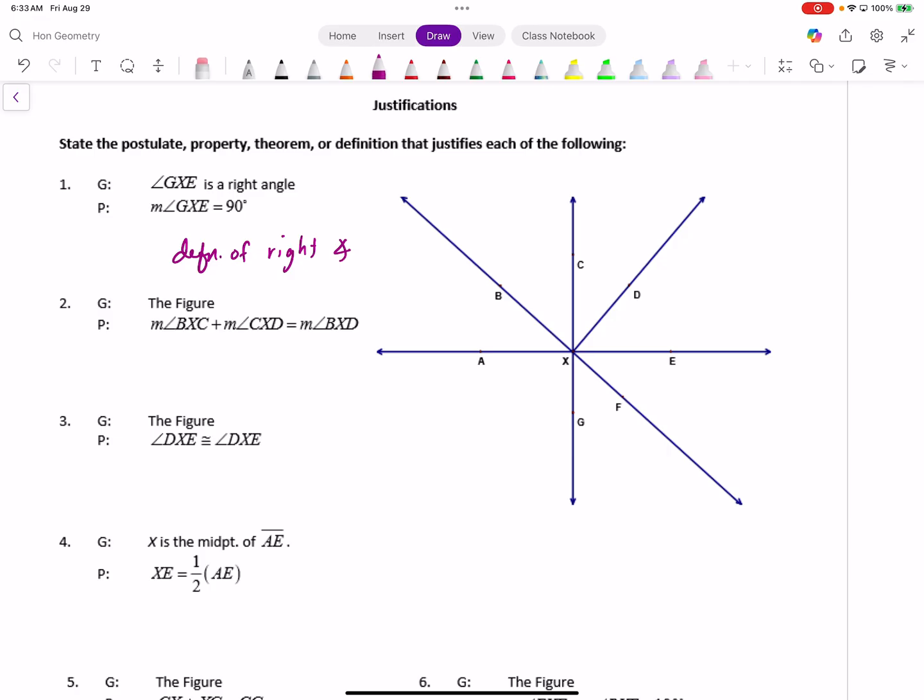All right, so you're given the figure. Why does the measure of angle BXC added to the measure of angle CXD equal the measure of angle BXD? Well, that's because of the angle addition postulate.